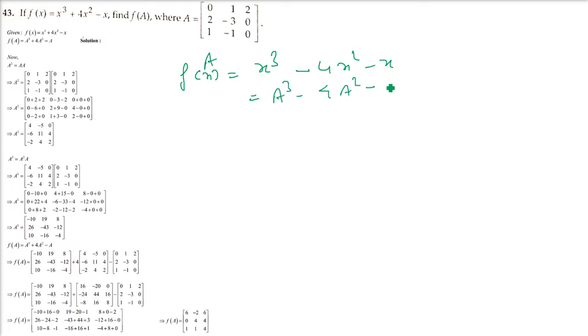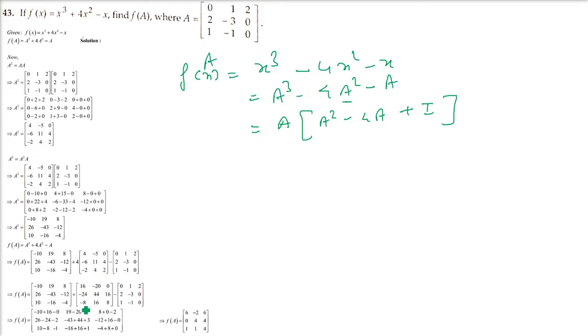So now you have to put A square, A cube and A. You can reduce your effort by taking A common, but ultimately you have to multiply A again. A square minus 4A plus I. So this computation becomes easy, but if you want to do it, you can do it. Otherwise, you have to follow the proper procedure.